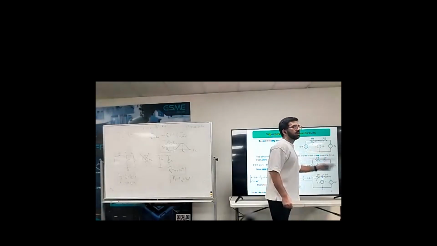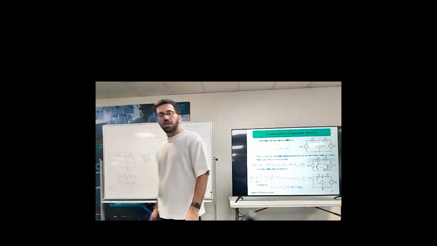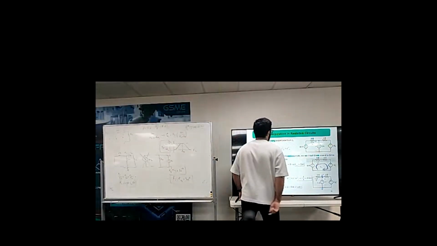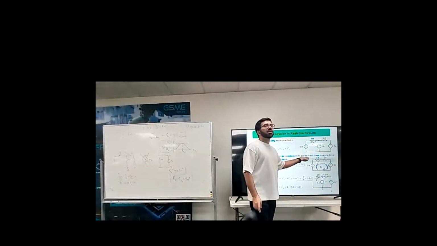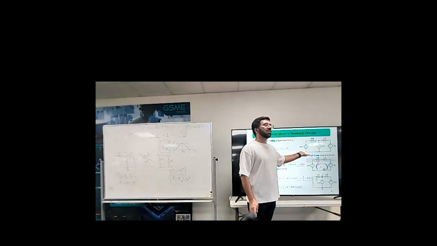How about the mesh? I have one supermesh. I know this current. So again, I need to write one relationship, that means one KVL in this loop. Okay, we will do it after this. Use superposition. How many independent sources do we have in this circuit?